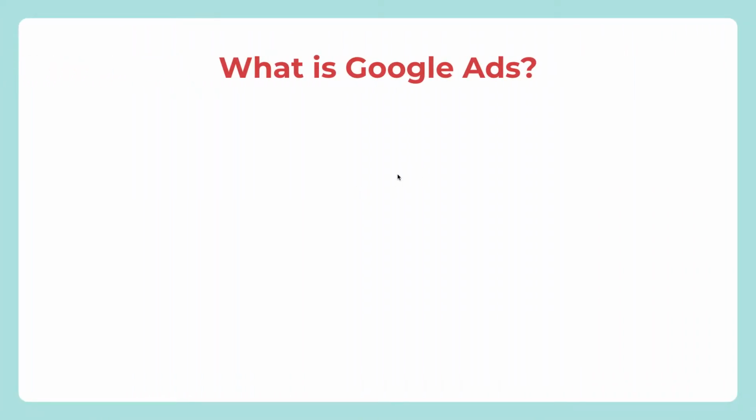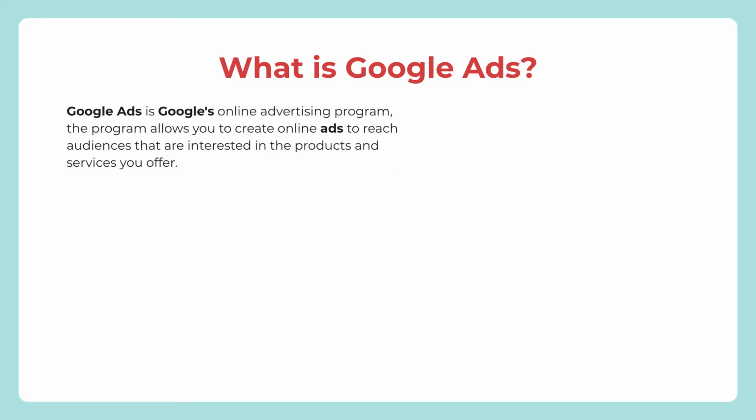So what actually is Google Ads? Google Ads is an online advertising program. The program allows you to create online ads to reach audiences that are interested in the products and services you offer. Or in your case, it allows us to reach people who are interested in the work your organisation is doing. And how do we know these people are interested in the programs or work that you're doing? It's because they are actively searching for terms that relate to your work through the Google search engine.